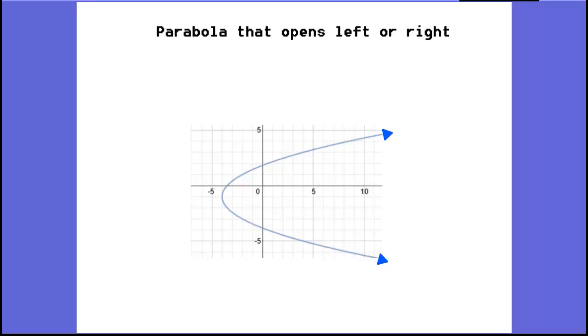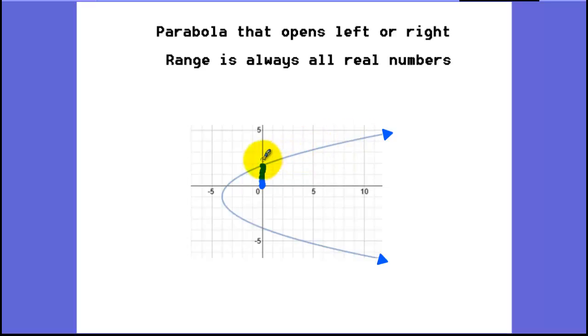Now for a parabola that opens left or right, the range is always all real numbers. With the same reasoning, so as I trace my function here, shadow starts here to here. Now as I continue to trace my function, the shadow on the y-axis will be here to here. But since I have an arrow, we will extend this indefinitely. And as we trace our function, the shadow will be here all the way up.